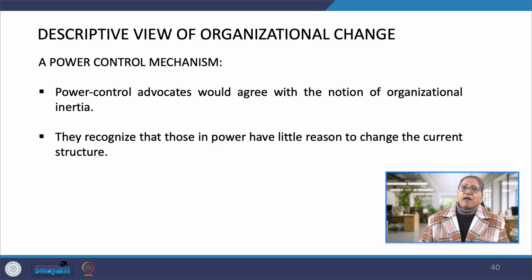Then there is the power control mechanism. How does the descriptive view of organizational change fit with the power control approach to organizational design? Power control advocates would agree with the notion of resistance and recognize that those in power have little reason to change the current structure. The status quo maintains control and furthers the interests of the power holders.